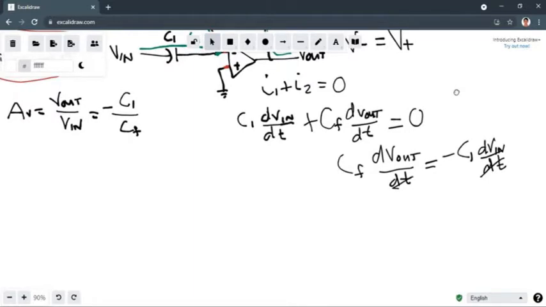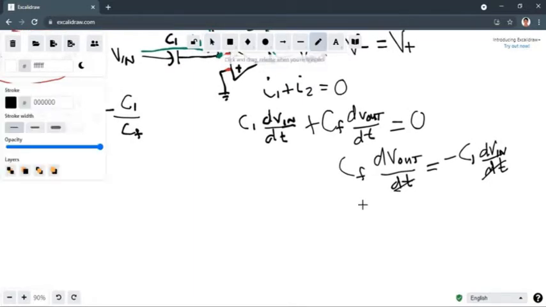Let's drag this one above. So CF dV out is equal to negative C1 dV in. So to eliminate the derivative, we integrate both sides. So this will be CF.